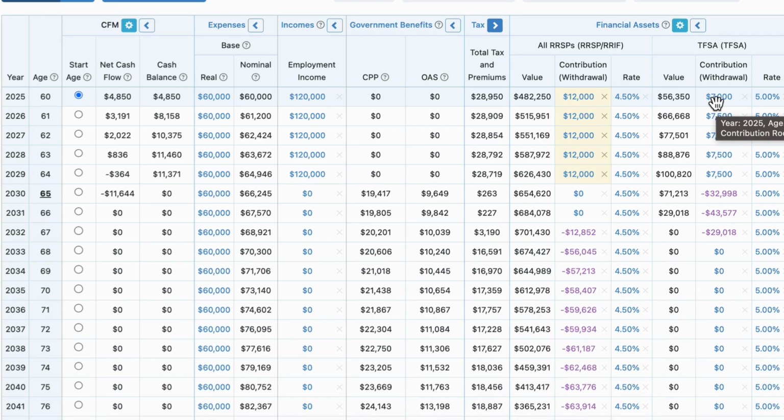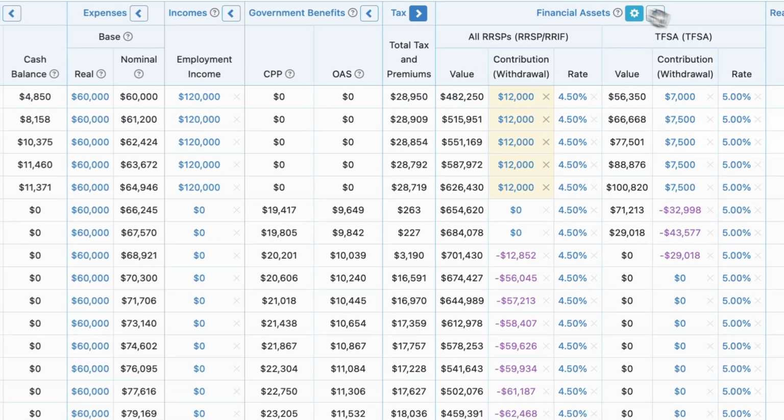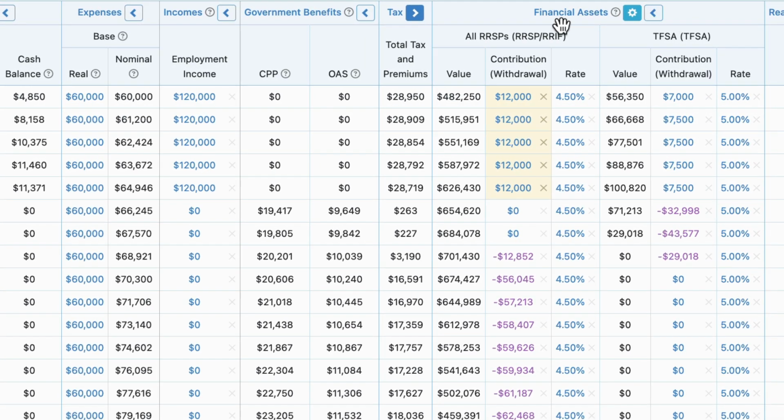By default, Snap attempts to save this surplus into available financial assets. First, Snap maximizes RSP contribution room. However, in this projection, the RSP account is protected by an override we set up. We know Sarah does not intend to contribute more than $12,000 to her RSP, regardless of available room. Next, Snap attempts to maximize contributions to TFSA. If there is any room left after that, Snap contributes to any available non-registered assets.